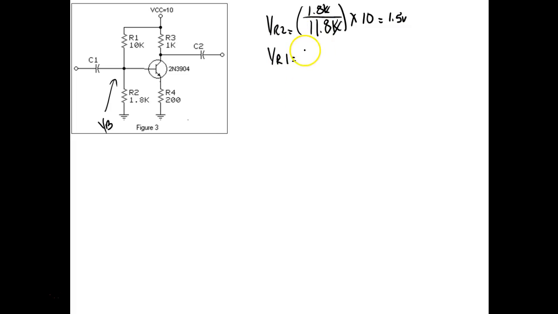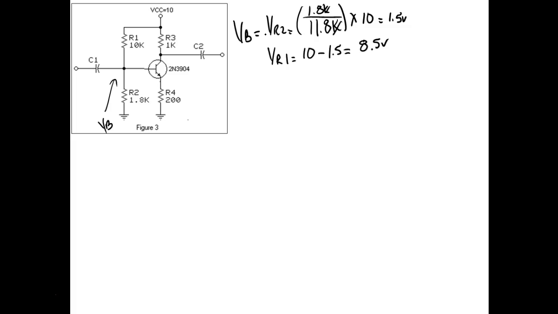VR1 would be equal to 10 minus 1.5 using Kirchhoff's law. Like I said, either way, you should get the same answers. And what do we have here? Yeah, 8.5 volts. And then, of course, this is equal to VB, and that's just why I do that. So, right?